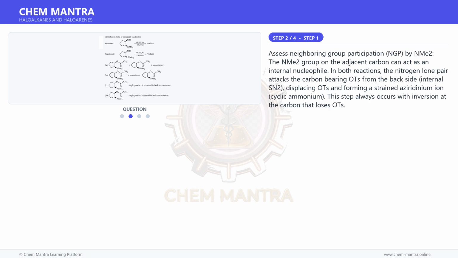Moving on to the next step. Neighboring group participation, NGP, by NMe2. The NMe2 group on the adjacent carbon can act as an internal nucleophile. In both reactions, the nitrogen lone pair attacks the carbon bearing OTs from the back side, internal SN2, displacing OTs and forming a strained aziridinium ion, a cyclic ammonium. This step always occurs with inversion at the carbon that loses OTs.